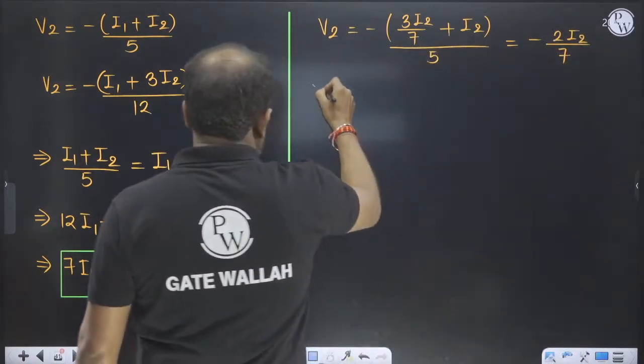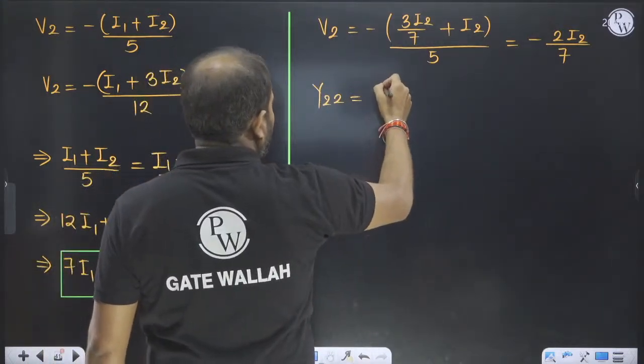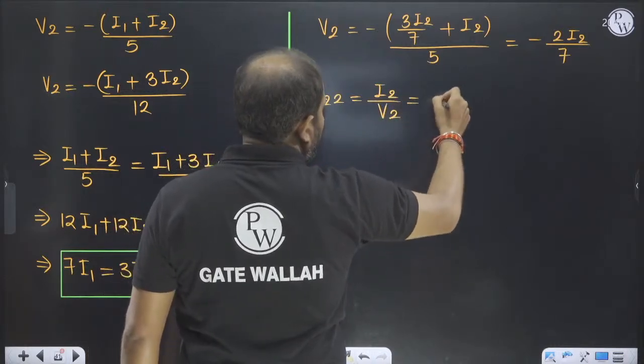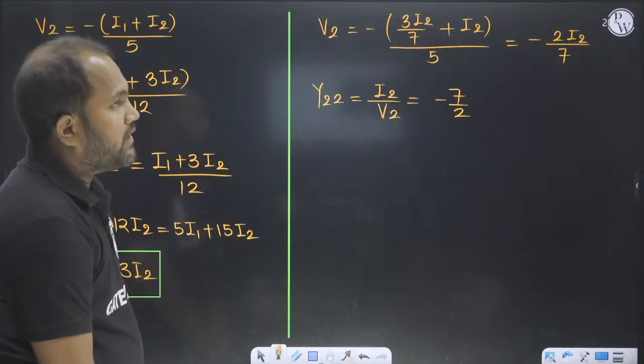So Y22 will be equal to I2 upon V2. So it will be minus 7 by 2. Minus 7 by 2.